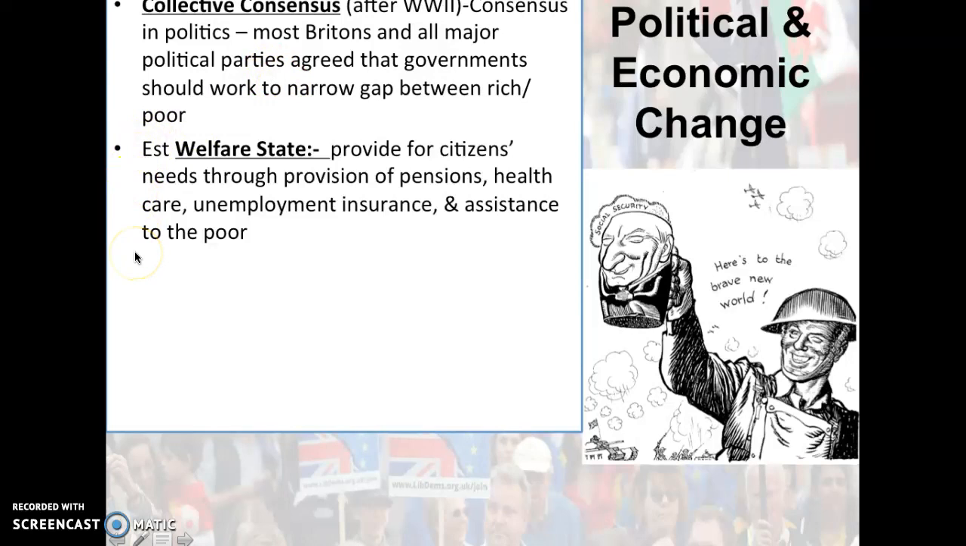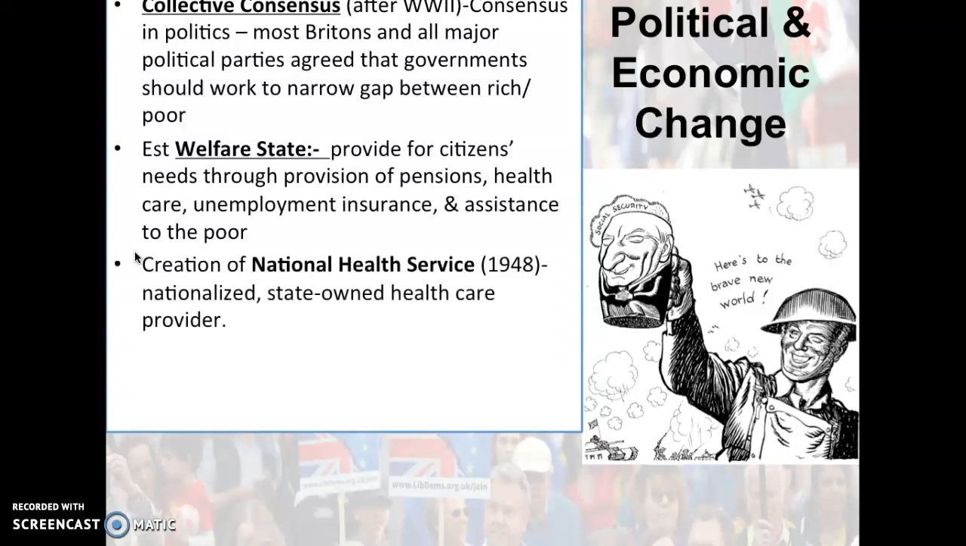So some things that we're going to see during the collective consensus is that all parties are going to agree that there needs to be an establishment of a welfare state. And in this case, a welfare state means to provide the citizens with things like old age pensions, health care, unemployment insurance, and housing assistance and food assistance. One of the major programs that was established under collective consensus was the National Health Service in 1948. And this is where you have the nationalization of healthcare, so insurance and hospitals were run by the government as opposed to private companies.